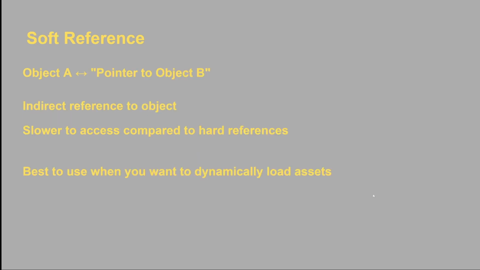We then have soft references. So object A points to object B. It's an indirect reference. It's far slower, but it does mean we're not loading those assets in when we're compiling and loading into the game. We're just holding a location to that, and then when we need to, we can load it. Which, performance-wise, is really useful. We don't want everything loaded in game.